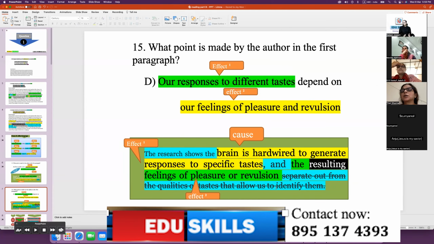You should be thorough with these things. This will definitely happen in your exam. Did you get it? Here you see, and the resulting feeling of pleasure or revulsion. Pleasure or revulsion is the result. Here it is made depend on. Our responses to different tastes depend on our feelings of pleasure and pain. This is made the cause of our responses to different tastes. These are two results, two effects. But in answer option D, one effect is made the cause, the other effect is made the effect.